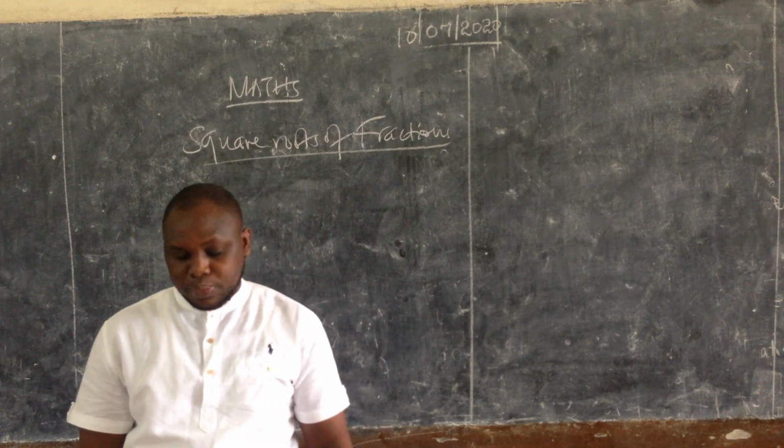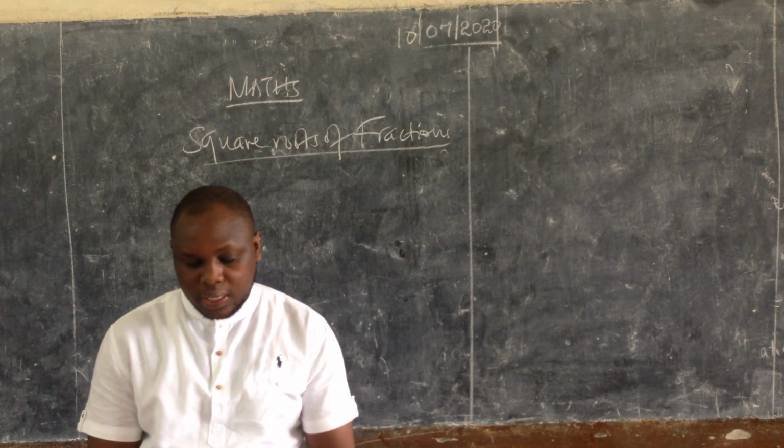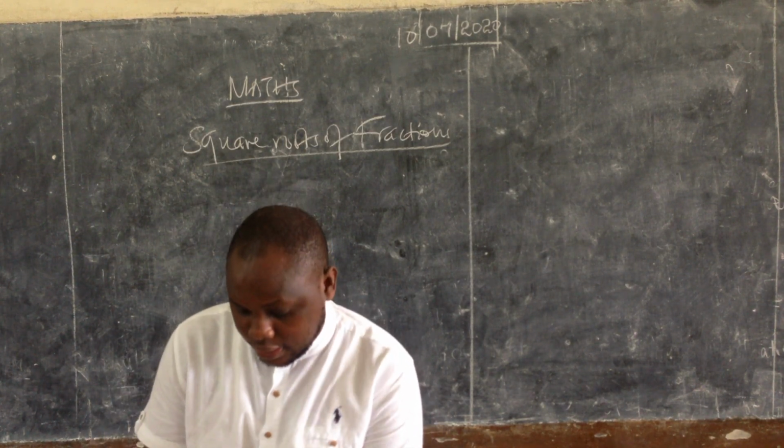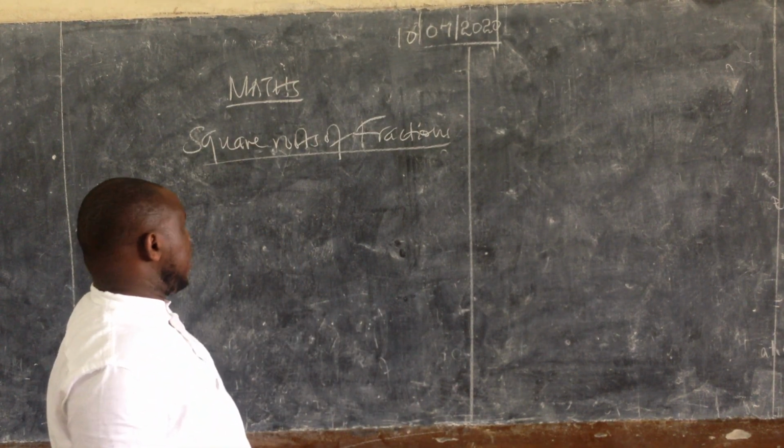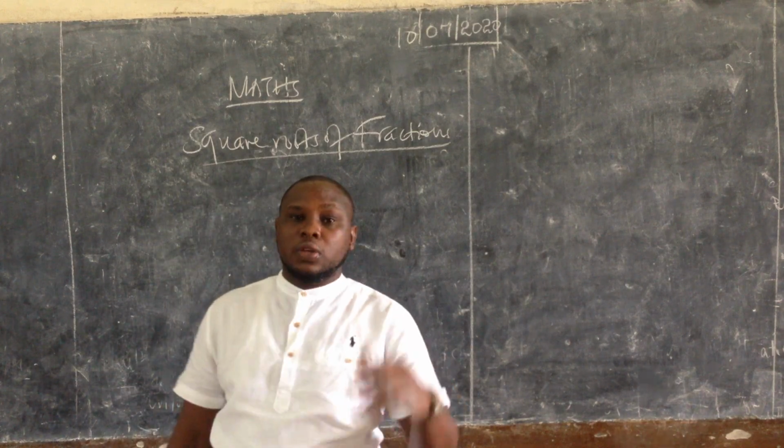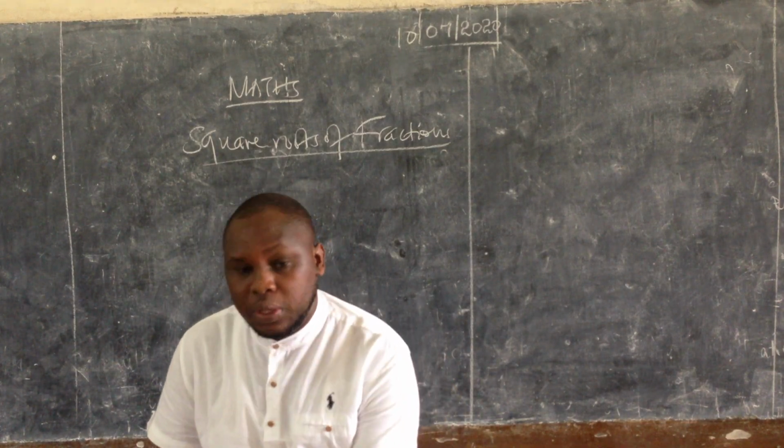In our previous lesson, we did squares of fractions. I want us to do square roots. So it's the opposite of squares, learner. So we're going to deal with fractions.